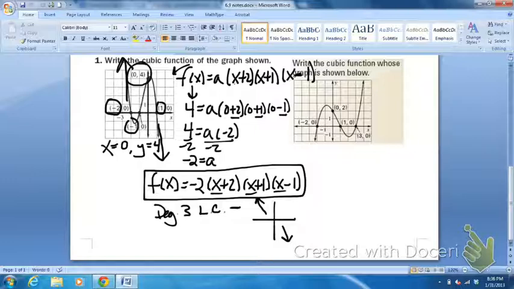What I'd like you to try now on your own is see if you can do this third example. Let me erase that off here. Do that third example and see if you can figure out the equation of the cubic function, and you do not need to write it in standard form, and we'll check it the next day. Good luck.